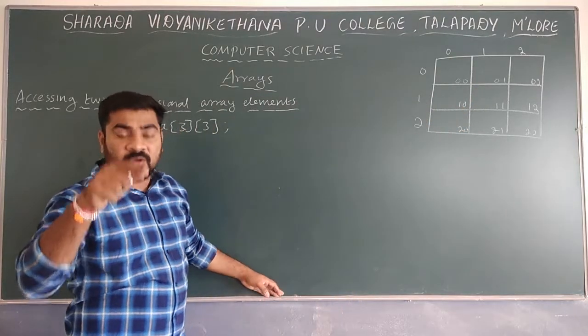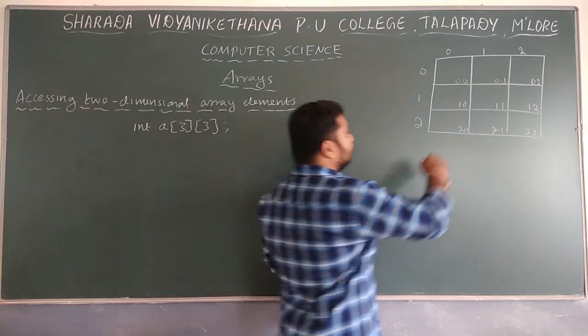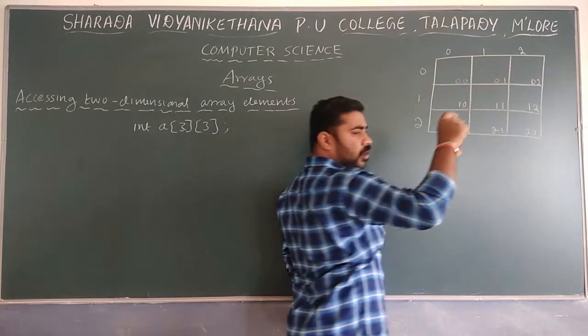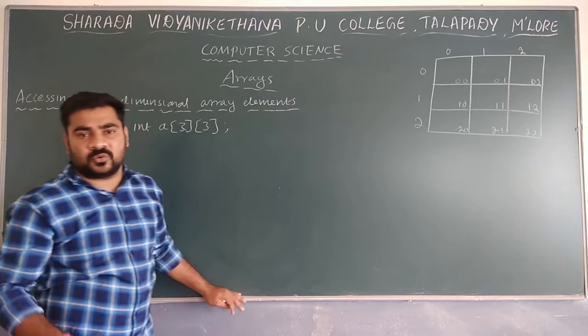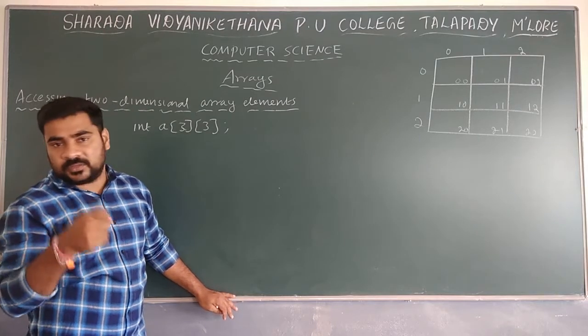One row index value, and at the same time you have to use a column index value. For example, if you want to access this one, the row is 0 and the column is 1. So you have to use row and column, so two subscripts, two index values you have to use. Then we will get the particular data.